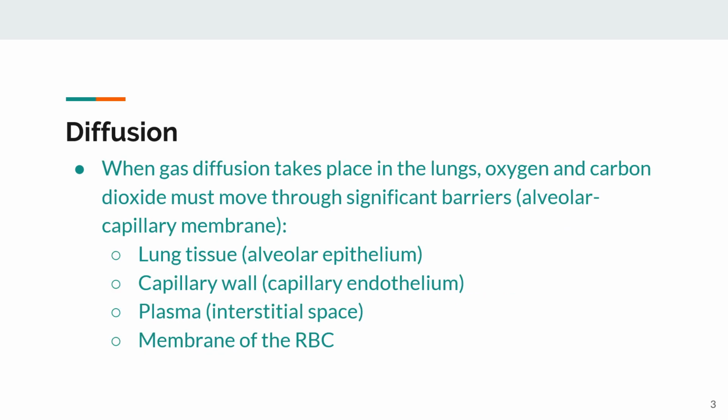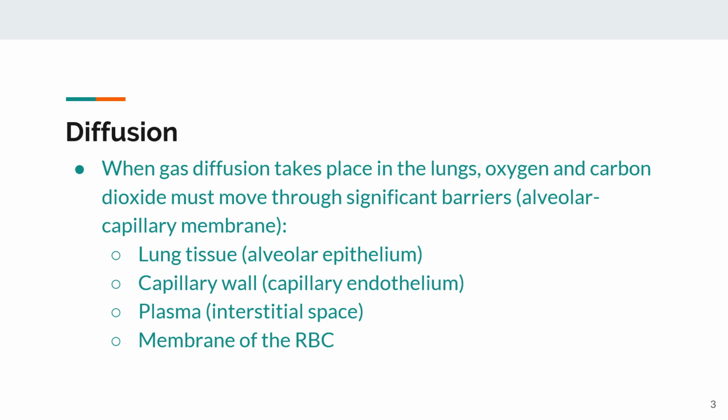All right, so when we're looking at diffusion, we are concerned with how well gas diffusion is happening. How well is the oxygen able to diffuse across the alveolar capillary membrane from the air in the lungs to the blood? Okay, so gas diffusion takes place in the lungs, and the oxygen and the carbon dioxide have to move through different barriers, mainly the alveolar capillary membrane.